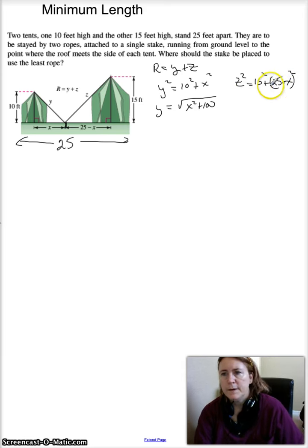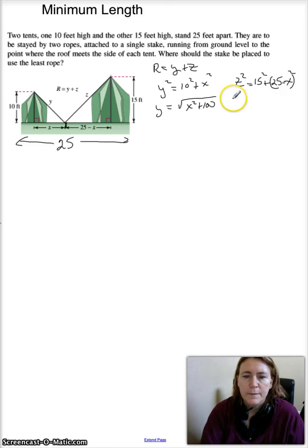Now, I'm going to multiply this out and collect terms. I don't really have enough room here, but I'm going to do it anyway. Z squared is 225 plus 625 minus 50x plus x squared. So Z squared, when I simplify this, is x squared minus 50x plus 850.